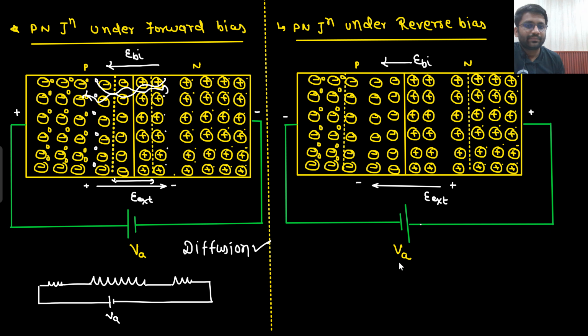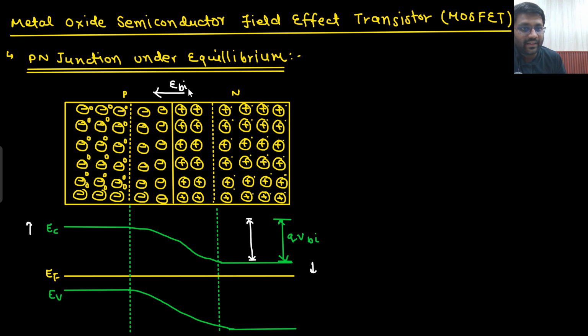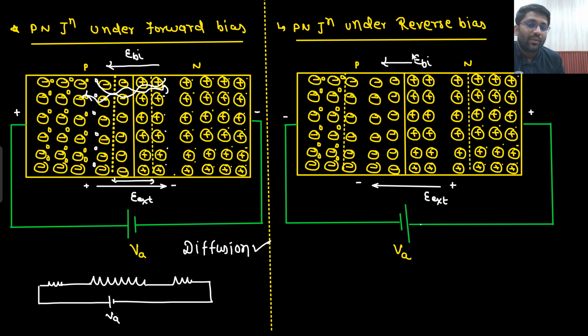What about this scenario? Here holes will say that I will try to diffuse. Electric field will say go back. Can this hole say anything to this electric field? No. Because this built-in electric field was enough to take him back. Now it is built-in electric field plus external electric field. This has become even stronger. So there is no chance that this hole can diffuse. There is no chance that this electron can diffuse.